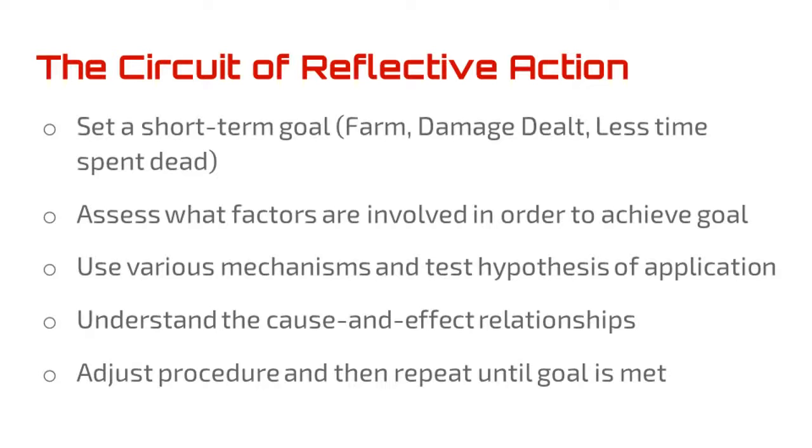as we've gone over through this video is through the circuit of reflective action. Basically what this means is you set up a short-term goal, such as one of the many quantifiers that a player can look up about their champion as well as how they're progressing through a match. Assess what factors are involved in order to achieve said goal, use various mechanisms, and test the hypotheses of application. This also allows a player to understand the cause and effect relationships between how they play and how they are expected to play within the context of their champion, build, and gameplay style. Then they can adjust their procedure and repeat until their individual goals are met.